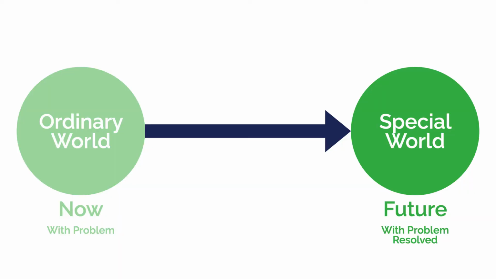In Joseph Campbell's Hero's Journey, he talked about this as the ordinary world and the special world. It's the shift from where you are right now with your current problem to the special world where you have your problem solved and you've been transformed along the way. For more on this, consider the video, The Most Important Thought Leadership Skill to Develop.